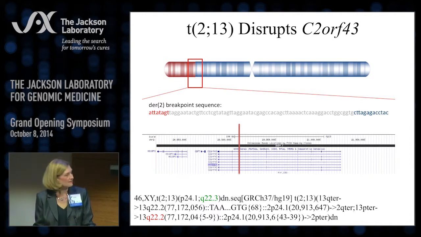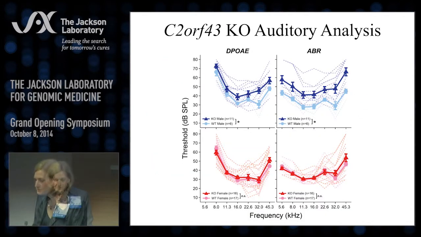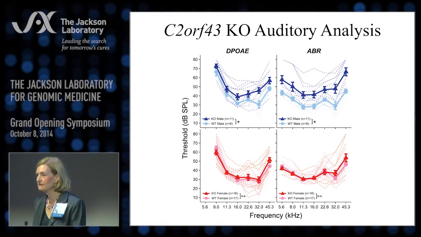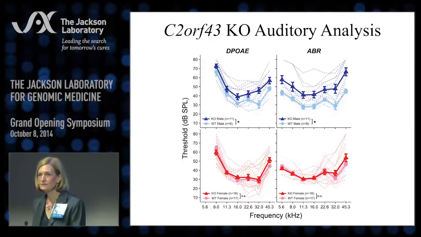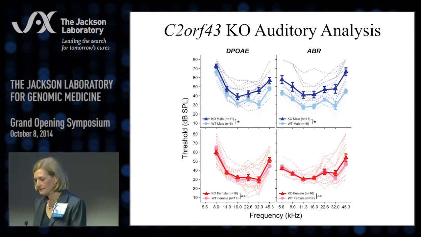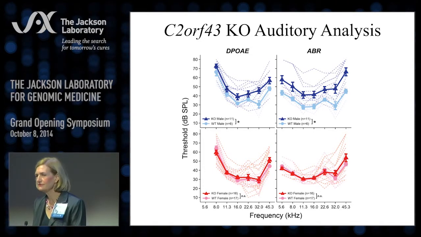So the hearing loss, again, was my interest, and what you can see is that when we analyzed the hearing in about 12-month-old mice, and the boys are in blue and the girls are in pink and red, we found that there was a significant threshold increase in the male mice, and interestingly, not a significant increased threshold in the female mice.